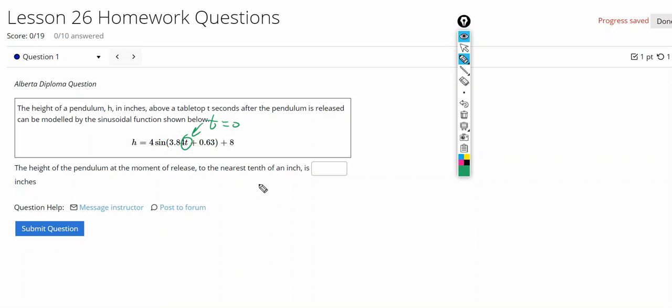So we could actually just plug this all in, right? We could actually plug this in as h is equal to 4 times sine, and then 3.84 times a time of 0 would be 0, right? So all I would have left is this. So that would be 0.63 plus 8.